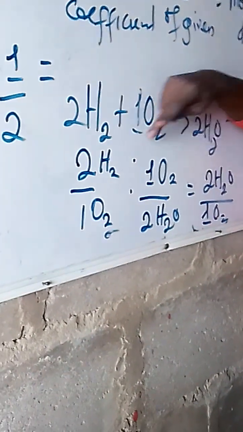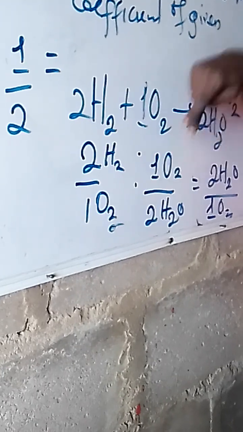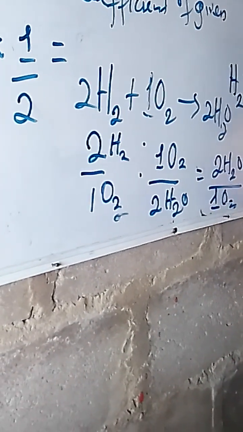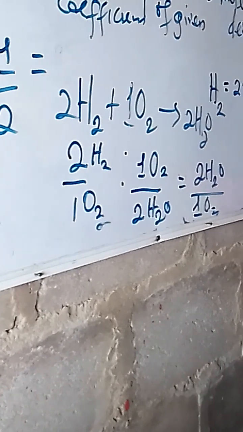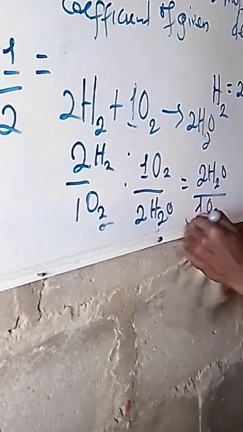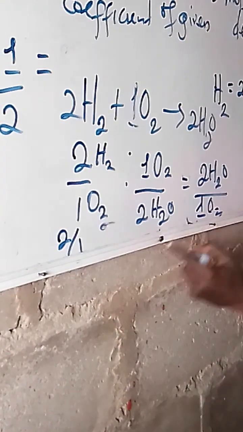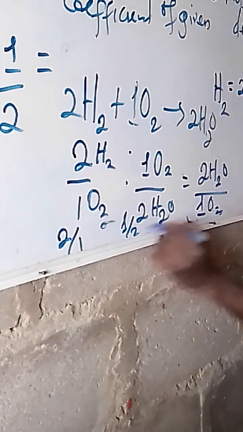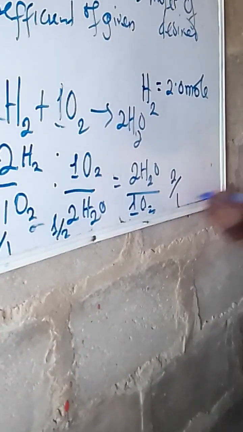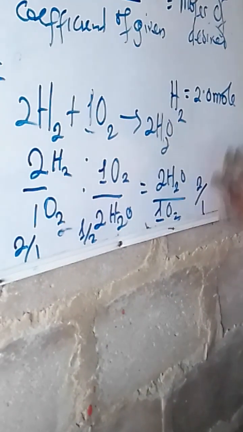Whereas it's still the same thing: this divided by this, this divided by this. When you relate them together, you get your mole ratio as well. Are we together? Now let's quickly see that. That means all this now will be 2 divided by 1. This will be 1 divided by 2. This will be 2 divided by 1. Are we together? That is another aspect.